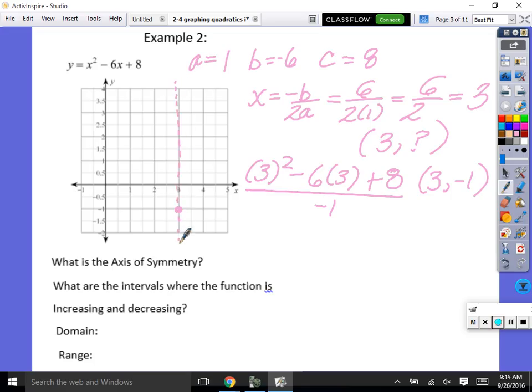So let's write in our axis of symmetry, and let's answer the question. What is the axis of symmetry? Isn't that x is equal to 3? Everybody? Does everybody understand? Because it's over 1, 2, 3. So we have our axis of symmetry at x equals 3.